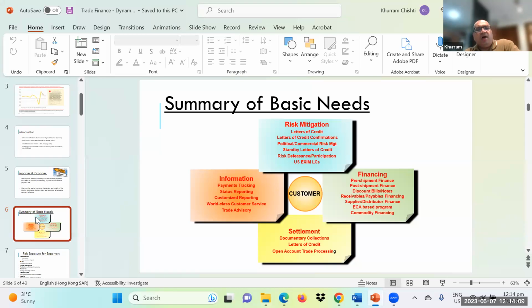Settlement. So once I have given my goods to Almaya, they have reached Almaya, Almaya has got them from the ports, and they're there in their godowns, now how will this be settled between us? How will they pay me through their bank, and I receive it from the bank? So settlement also is something banks handle.